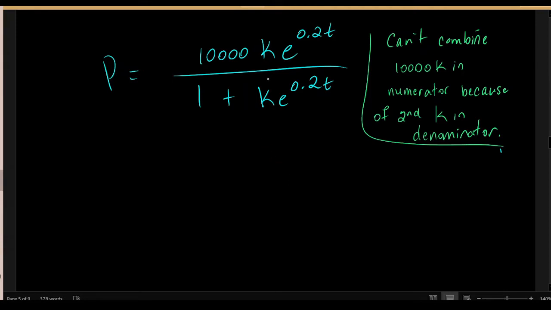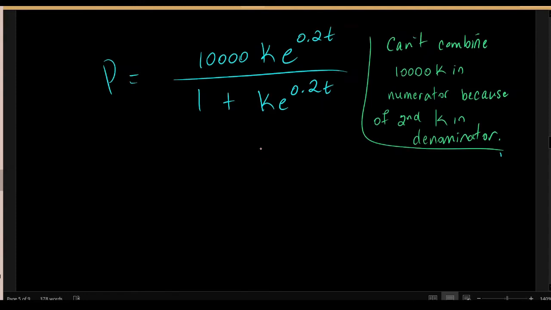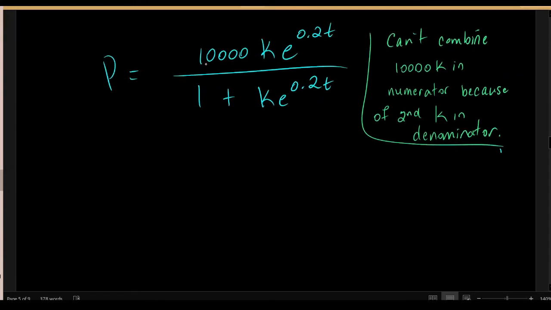If the same letter is used in two places within the same expression, it does have to represent exactly the same value. And that would be broken if I decided to combine 10,000 and k in the numerator. So I'm going to leave it like this.